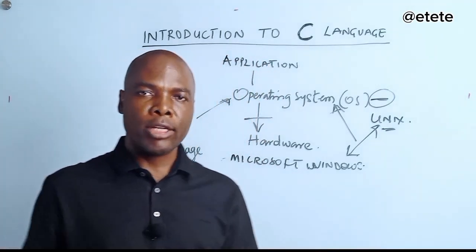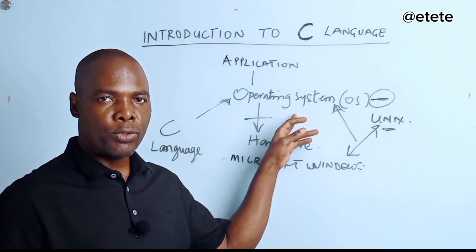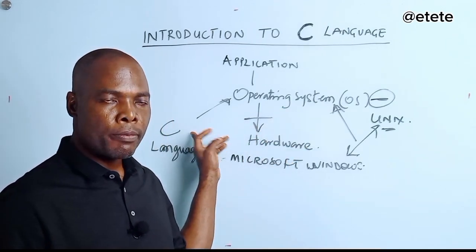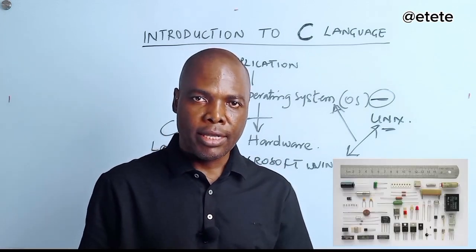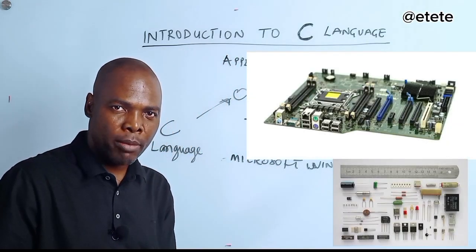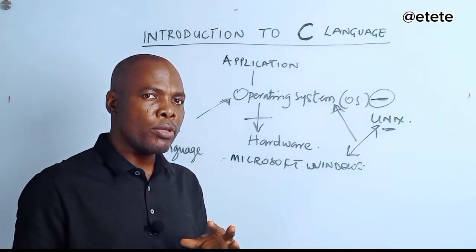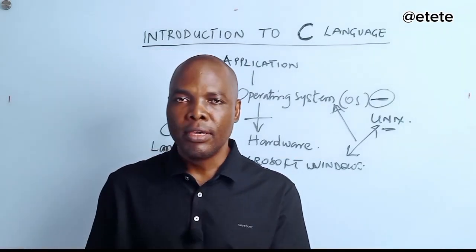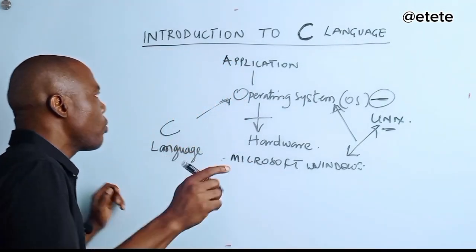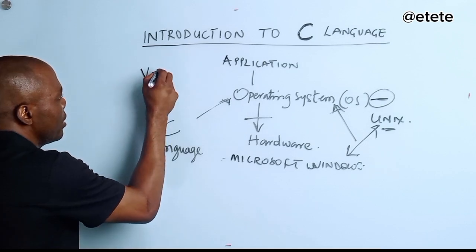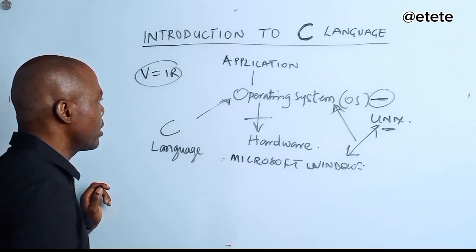Now, I am from an electronics background, so let me quickly run you through why we need this language. In electronics, what you have are electronic components. That is exactly what you have on your motherboard. But those electronic components require something to come alive. That is the voltage and the current. Now, we have V equals IR. That is voltage, current, and then resistance.